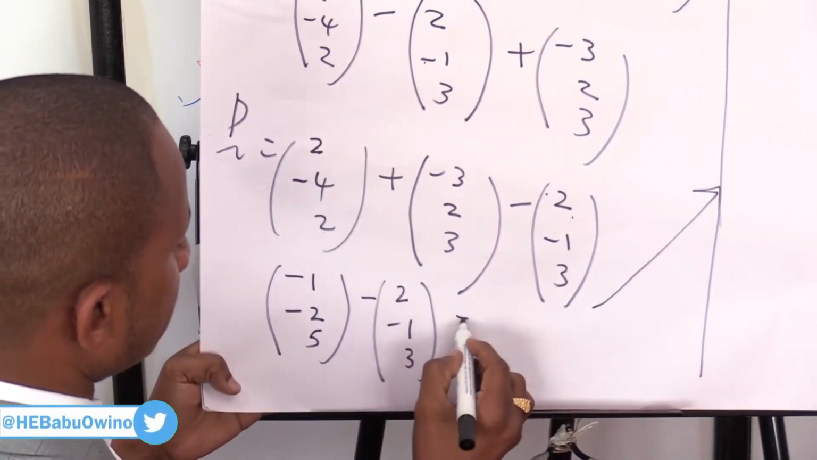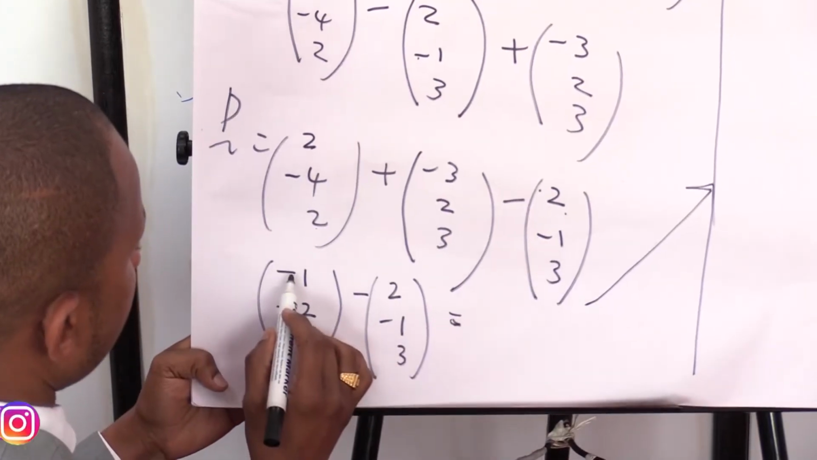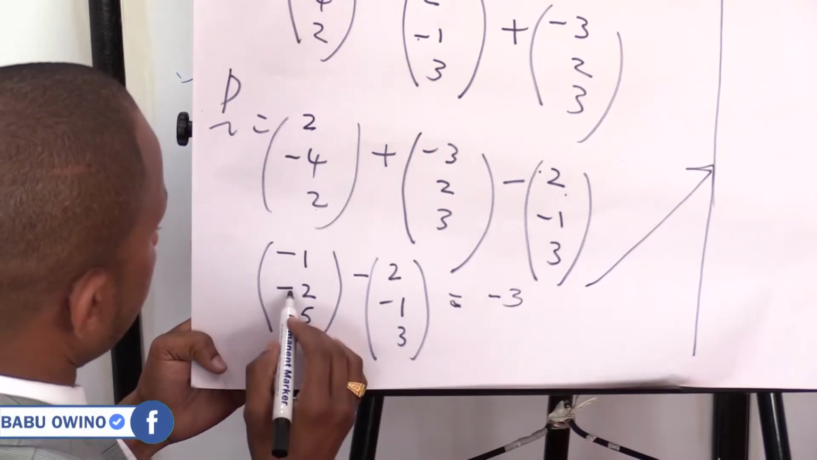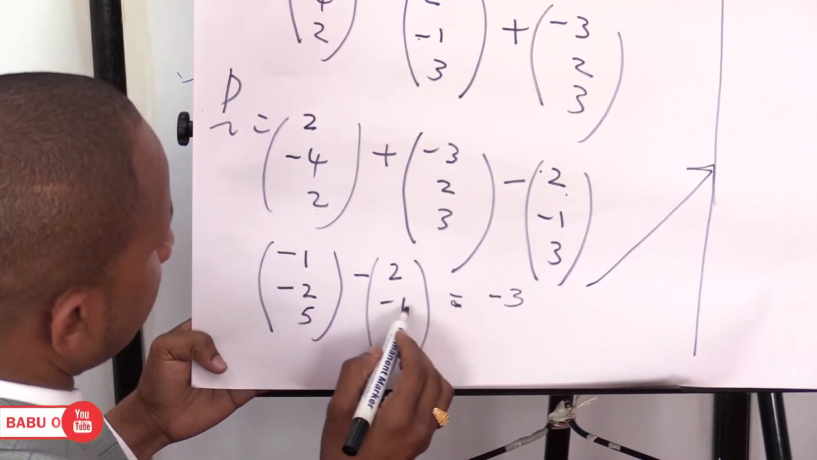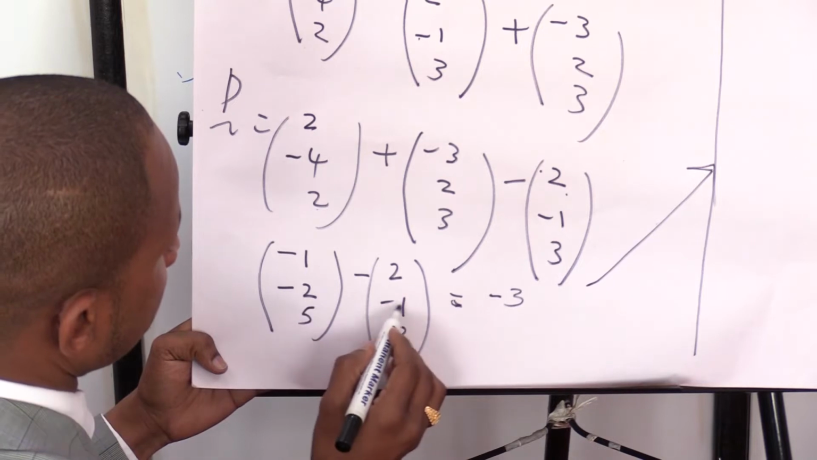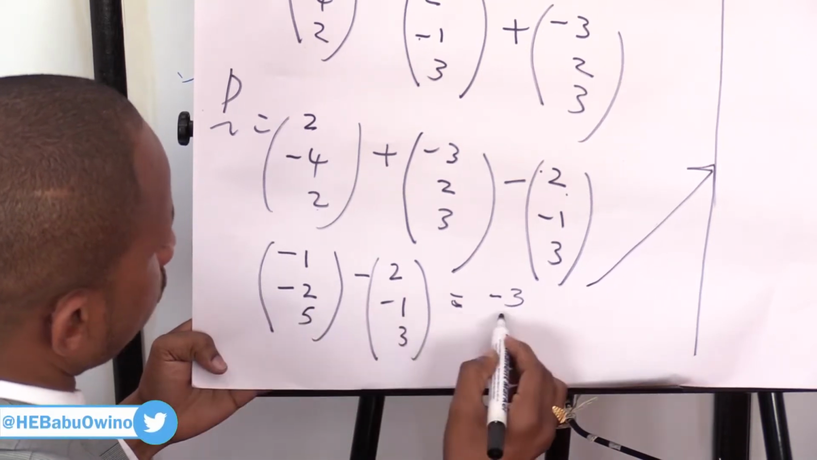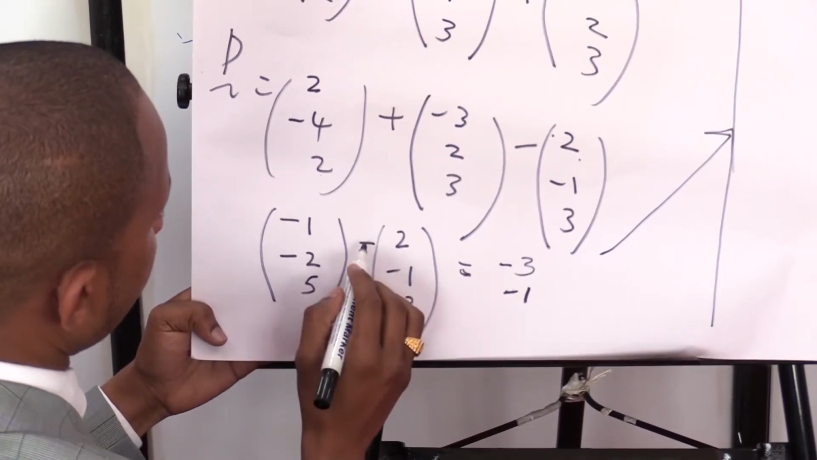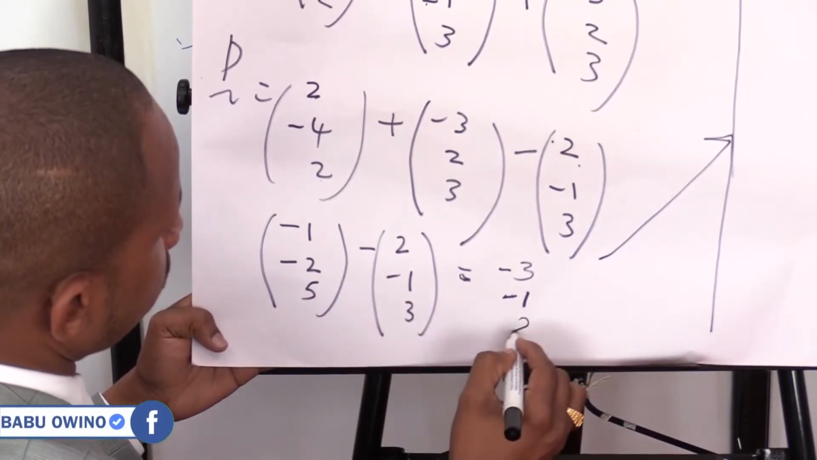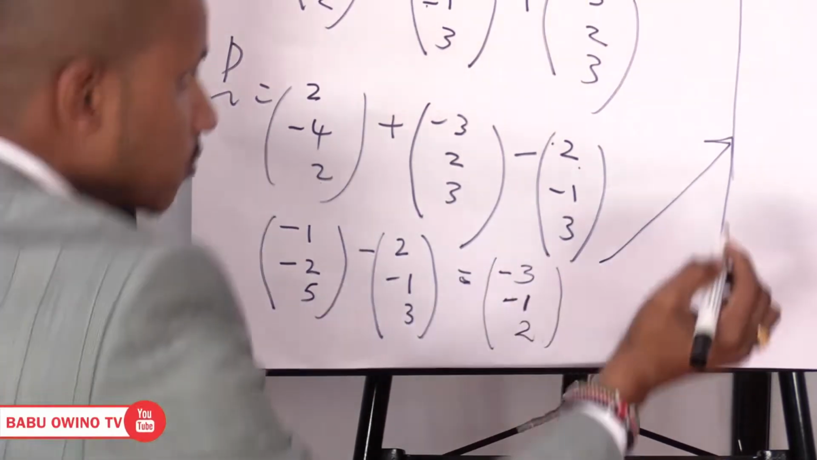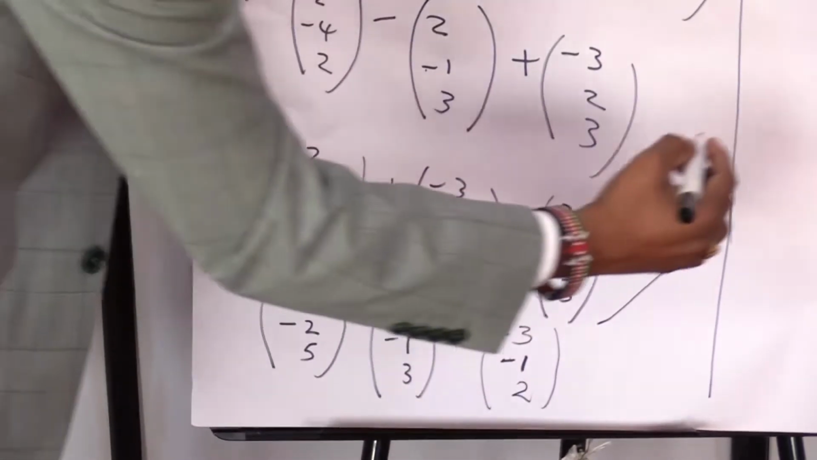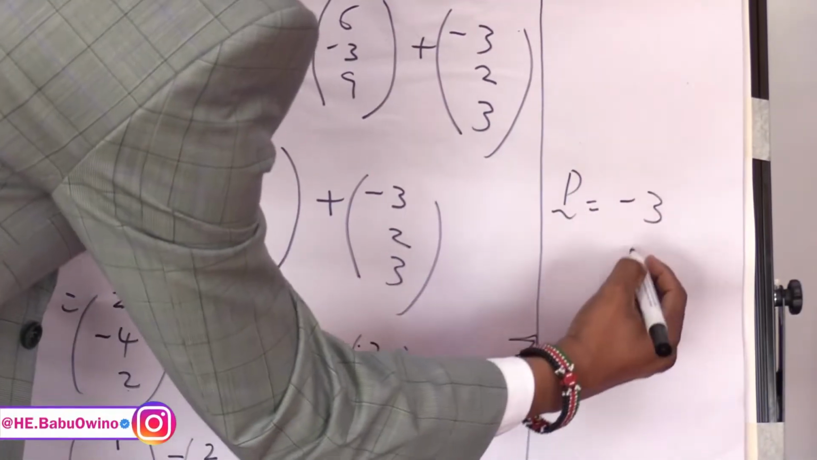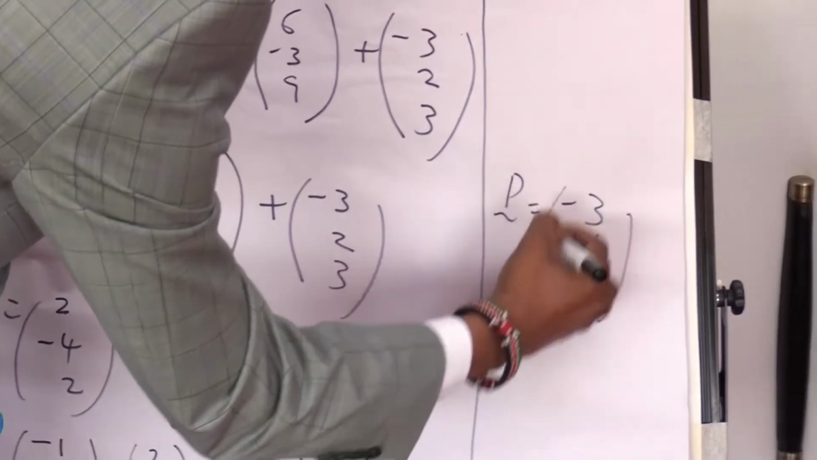So from here, what do we get? Minus 1 minus 2 is minus 3. Then minus 2 minus minus 1 is the same as minus 2 plus 1, which is minus 1. Then 5 minus 3 is 2. So our value of P in column vector form is minus 3, minus 1, and 2.